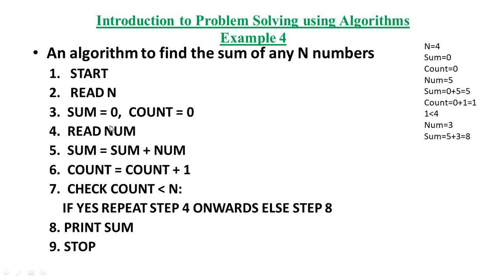Then sum is equal to 5 plus 3, 8. Count is equal to 1 plus 1, 2. Again check for the condition. 2 is less than 4. Again yes, true. Go to step number 4.